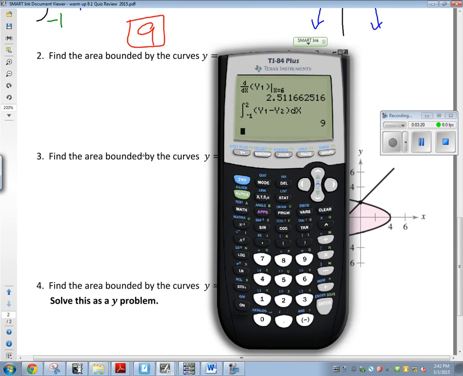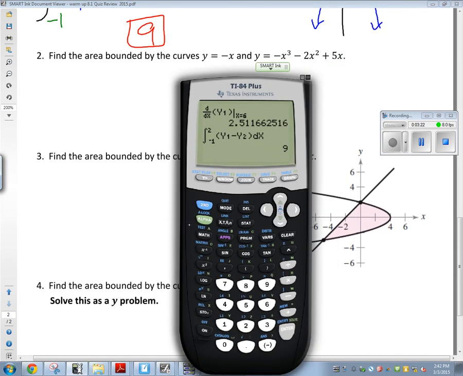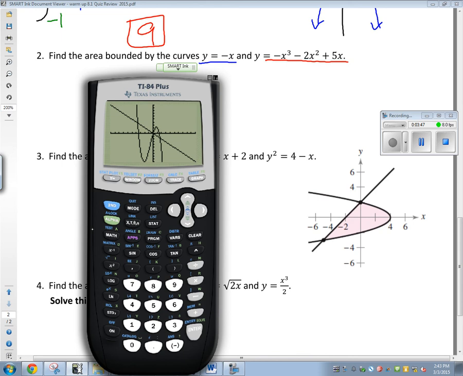For the second one, find the area bounded between those two. Same setup. Just so you didn't have to watch me type it in, I added my new two equations. For y1, I typed in -x, and for y2, I typed in that. Graph it. See what happens. That's the -x line. And there's my other one. So this is the -x. This is the curved line.